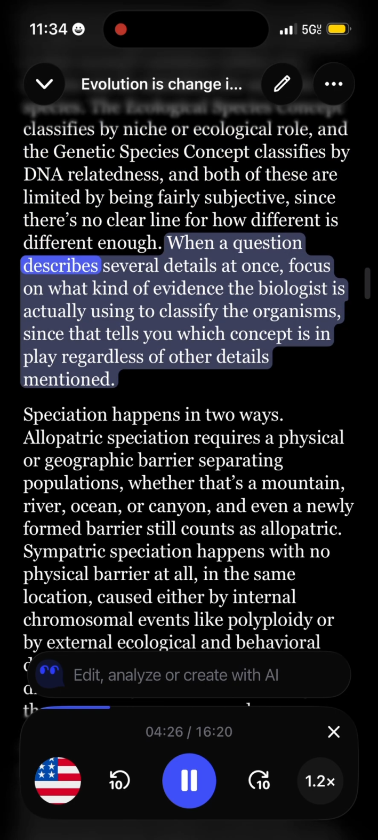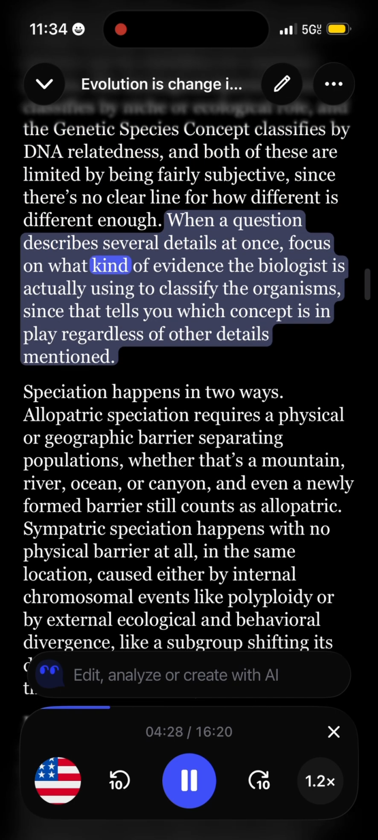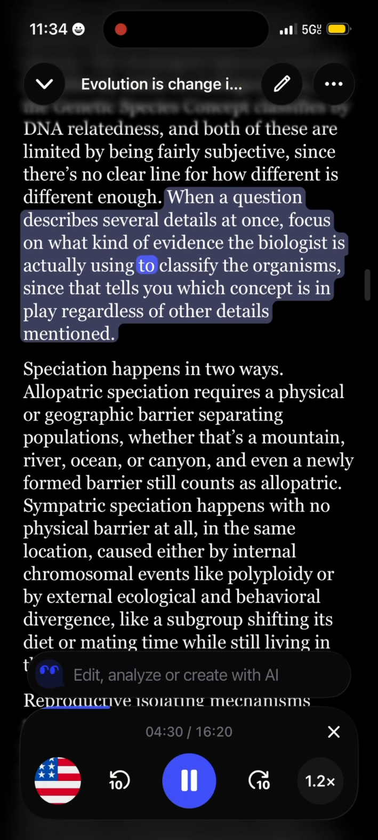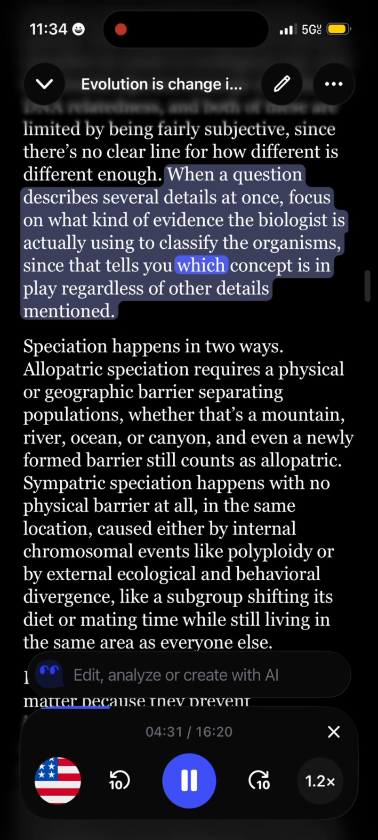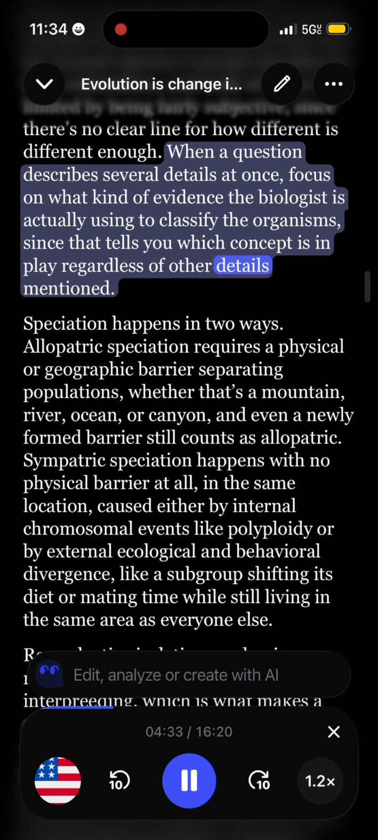When a question describes several details at once, focus on what kind of evidence the biologist is actually using to classify the organisms, since that tells you which concept is in play regardless of other details mentioned.